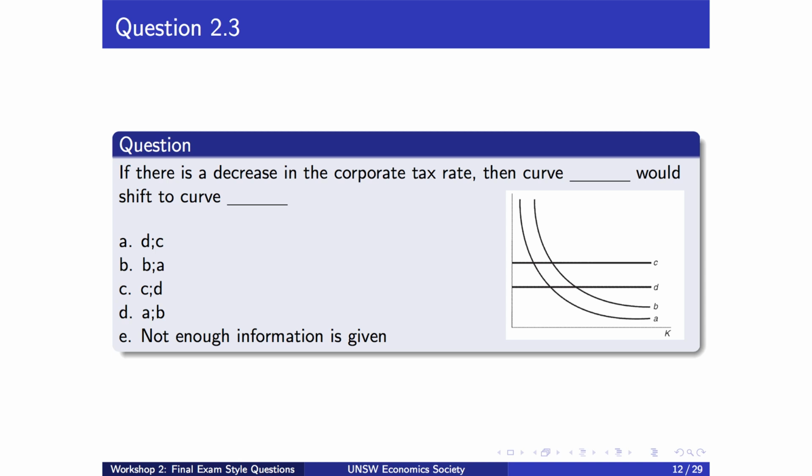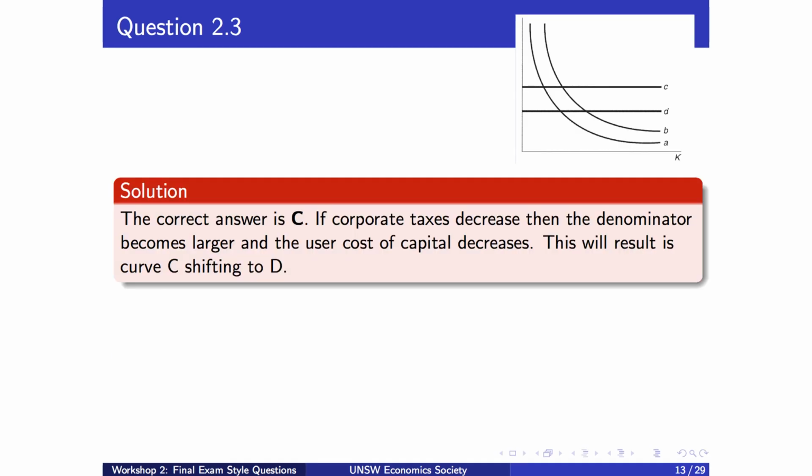Question 2.3. If there is a decrease in the corporate tax rate, then curve blank will shift to curve blank. The correct answer is C. Taxes show up in our user cost of capital equation, so we can rule out options B and D. Taxes are in the denominator, hence if corporate taxes decrease, then our whole denominator becomes larger, since it is 1 minus tax, and the user cost of capital will decrease as a result. This means that curve C will shift to curve D.